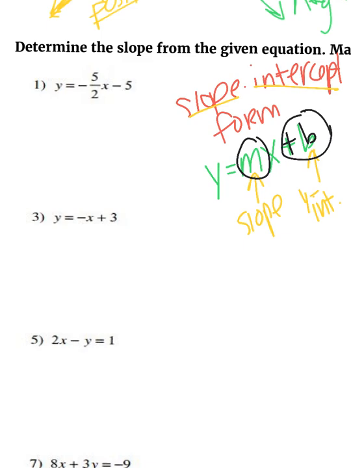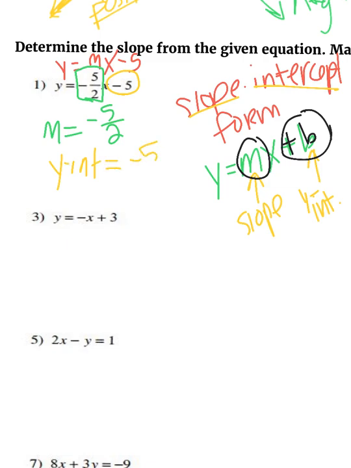So, for example, number 1 is already in slope-intercept form. We have y equals, this number is our slope, x, and then minus 5. Our slope is the number right in front of your x value. So our slope is negative 5 halves, and our y-intercept is negative 5. It hits the graph at negative 5, and it has a slope of negative 5 over 2. All right, let's look at the next one.